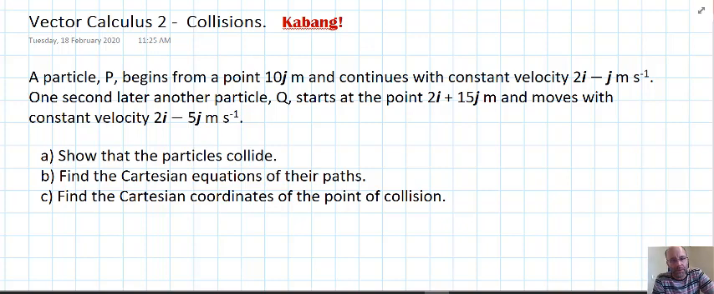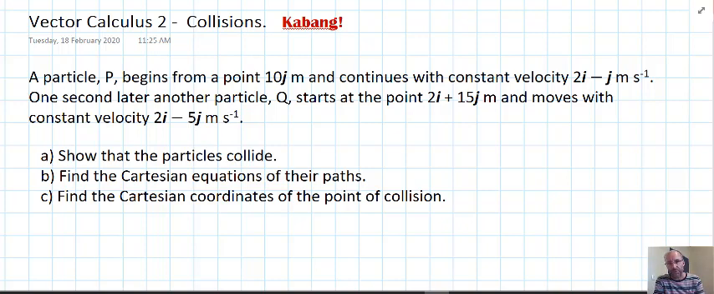A particle P begins from a point 10j meters and continues with constant velocity 2i minus j meters per second. 1 second later, a second particle Q starts at a different point, 2i plus 15j meters, and it moves with a constant velocity as well of 2i minus 5j meters per second.